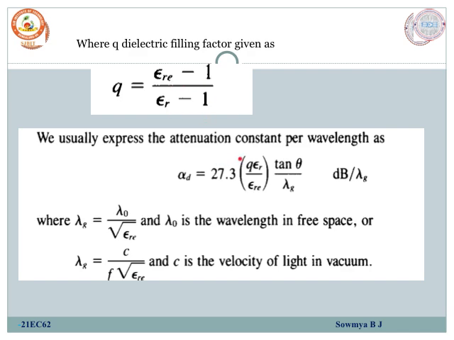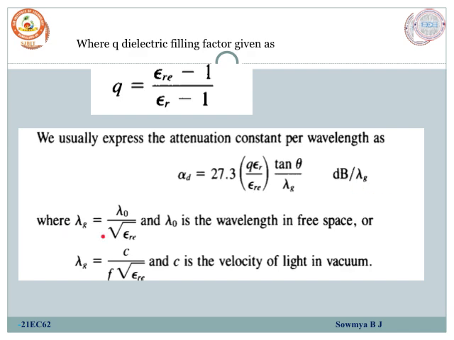We usually express the attenuation constant per wavelength as alpha d equal to 27.3 into q epsilon r divided by epsilon r e into tan theta divided by lambda g. The unit is dB per lambda g because this is the attenuation constant per wavelength.